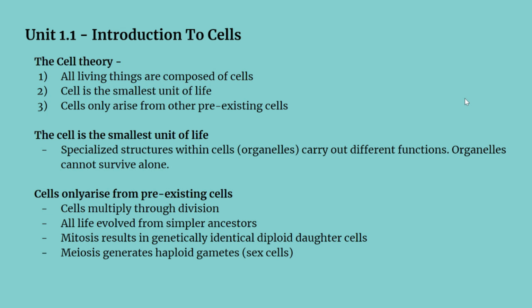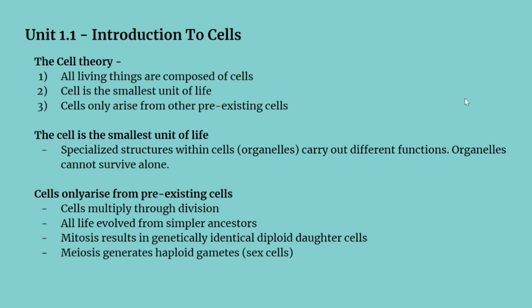Introduction to cells. You start off learning this chapter by getting acquainted with the cell theory. The cell theory has three parts and three important conditions, where it states that all living things are composed of cells. Cells are the smallest unit of life, that means they are the building blocks of life, and cells only arise from other pre-existing cells.